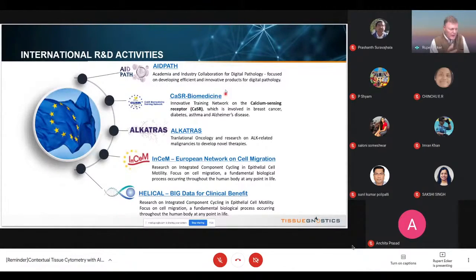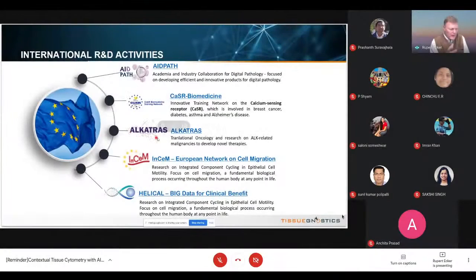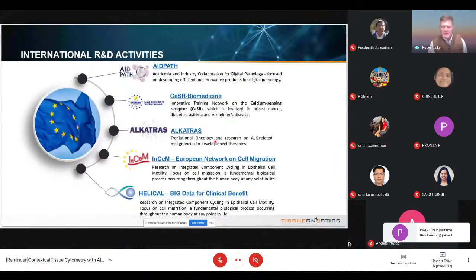Then the CASA biomedicine network, which focused on the calcium sensing receptor as a potential target of therapeutic intervention. This molecule plays an important role in a number of diseases, not only cancer, but also breast cancer or diabetes, asthma, and Alzheimer's disease. Then there was Alcatraz, Break Free from Cancer, a translational oncology network headed by the University of Cambridge in the UK. INSEM, the European Network on Cell Migration Studies.